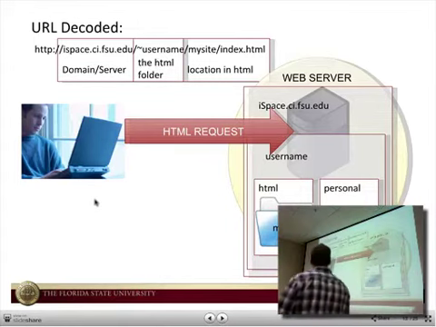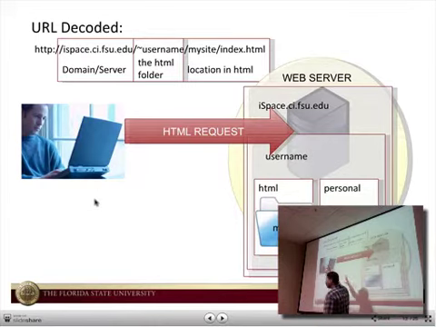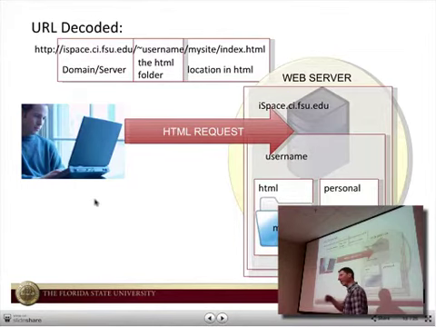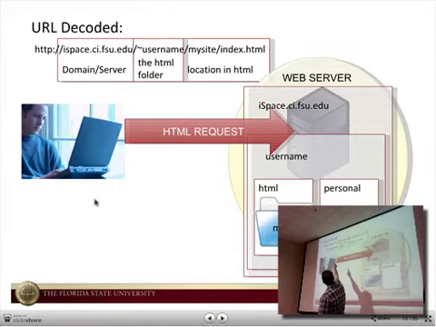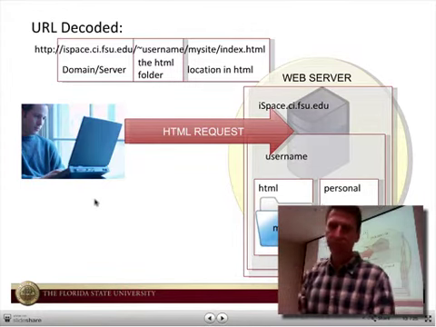So what happens as we look at this is, the primary domain name is everything that comes after the HTTP up until the first slash. So ispace.ci.fsu.edu is the domain. The top level domain is .edu, so that's classified as an educational server owned by an educational institution. After that, the next part, tilde username, tells the web server where to go within its storage to access this website. And then the part after that tells it where within that account to look for the file. Okay?